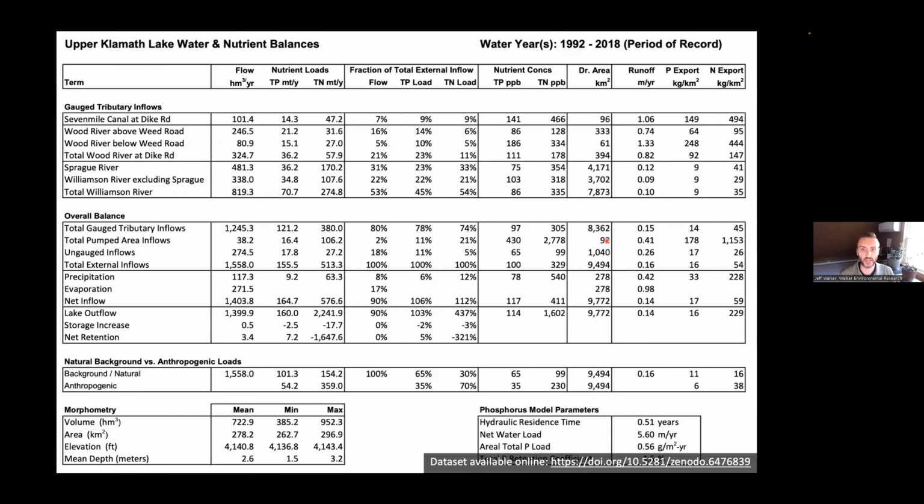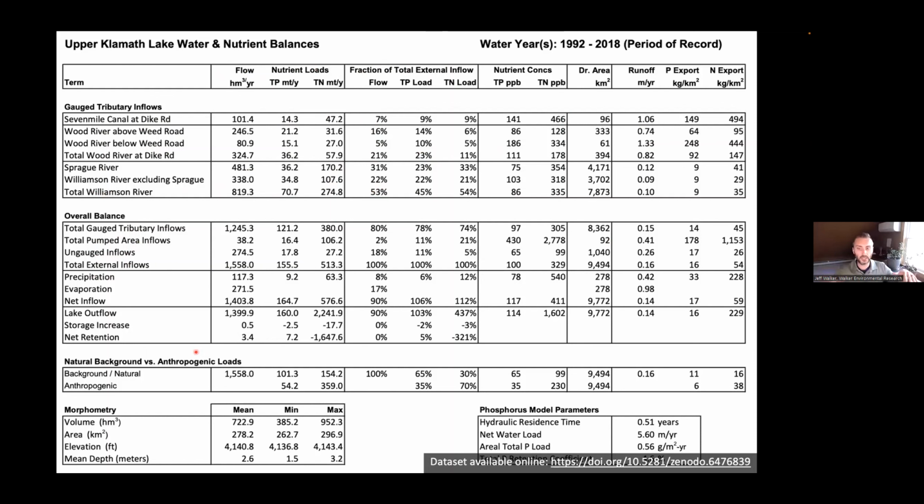So this is a pretty dry table and I will not go through it in any detail, but I just flashed it up here to mention that we have a whole bunch of these tables in the report. I know they're a handy reference if you're doing other studies in the basin. It's basically a big accounting of all the inflow terms in terms of flows and nutrient loads and concentrations. We report the fraction of the total inflows associated with each of these different terms. So for example, the Williamson is about 50% of the total flow volume. Then we've got the pumped areas, ungauged inflows, and so on.